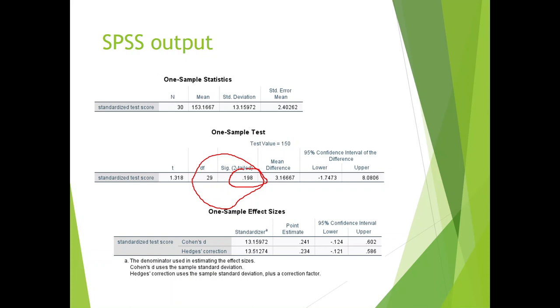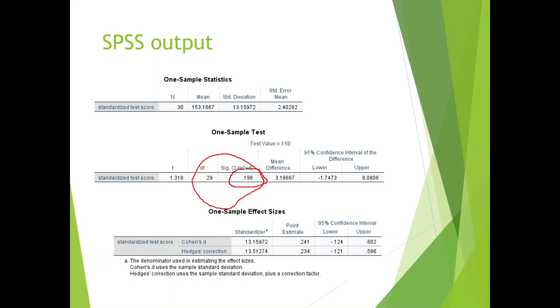So here we see our sig value is 0.198. And if we compare that to the alpha level we are given at the beginning of this research question, we are given an alpha level of 0.05, which is also the default alpha level. So using that alpha level of 0.05, we see that this number is not less than our alpha level.